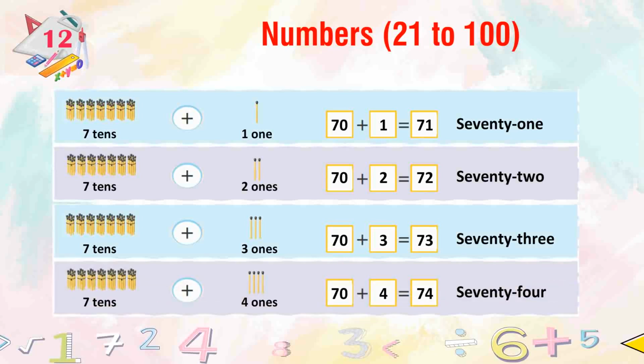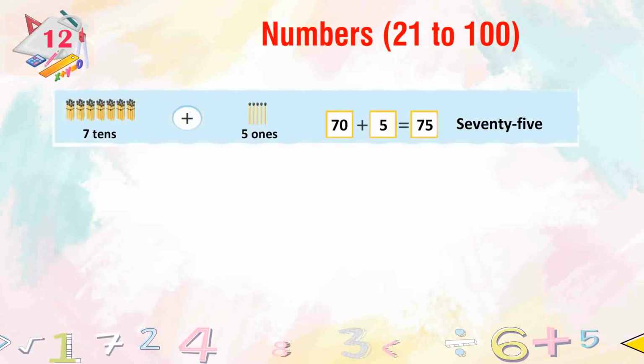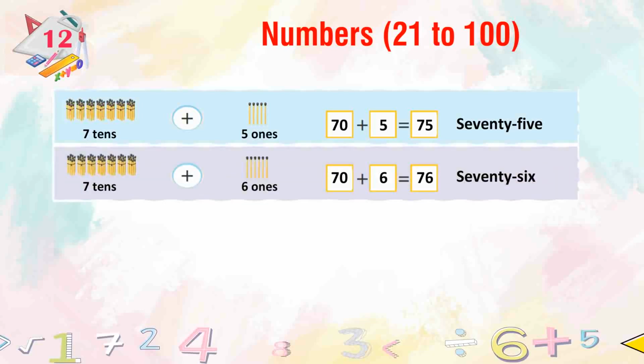7 tens plus 4 ones, 70 plus 4 is equal to 74. 7 tens plus 5 ones, 70 plus 5 is equal to 75. 7 tens plus 6 ones, 70 plus 6 is equal to 76.